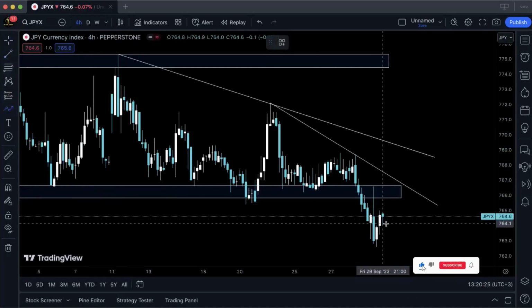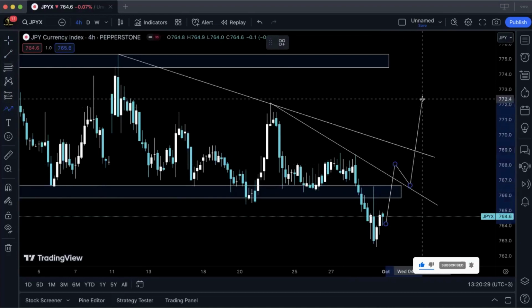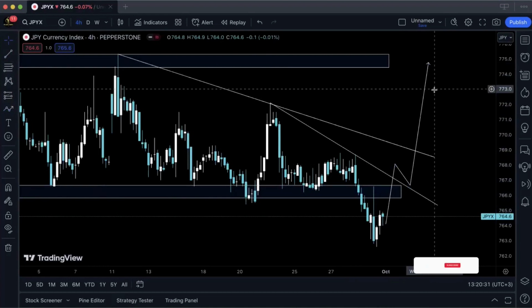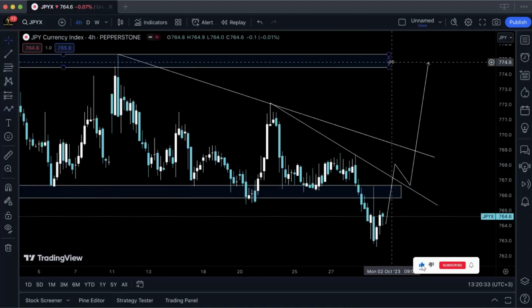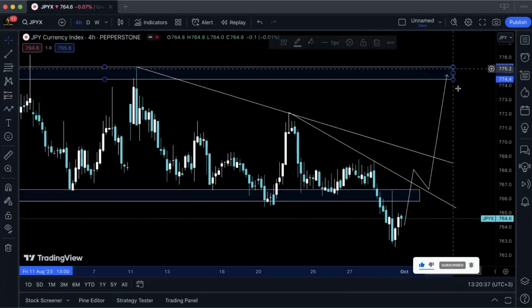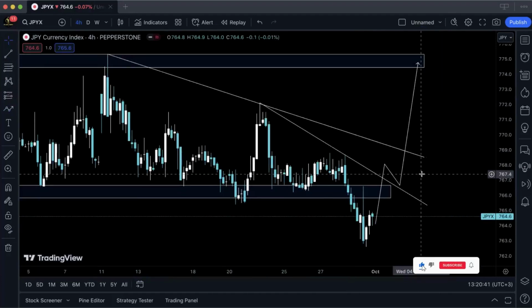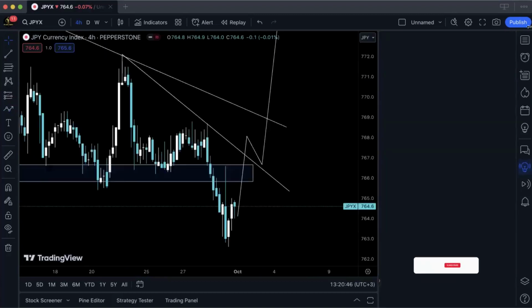I'll be looking for early entries once prices break this trend and give us a retest here. I know that's a one-way ticket for prices to pump until somewhere here, because that will be the beginning of this crazy bullish move, right? So that's what I'm anticipating to see happen on JPYX. Should the US dollar not react to the fundamentals?